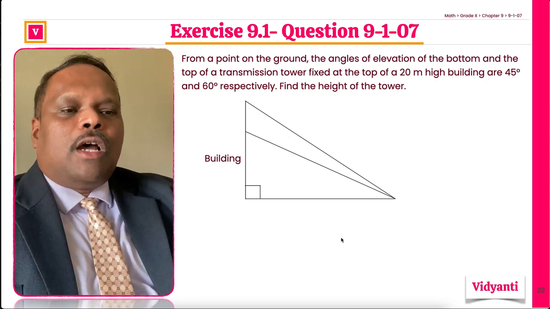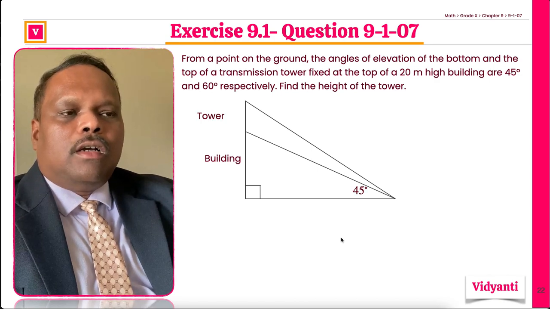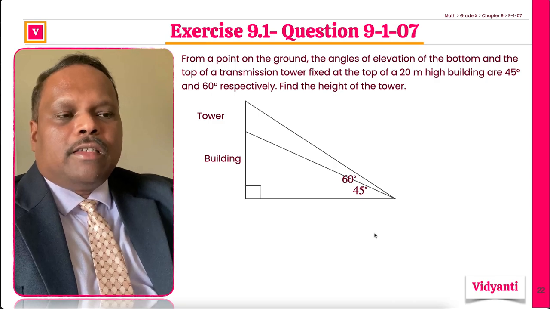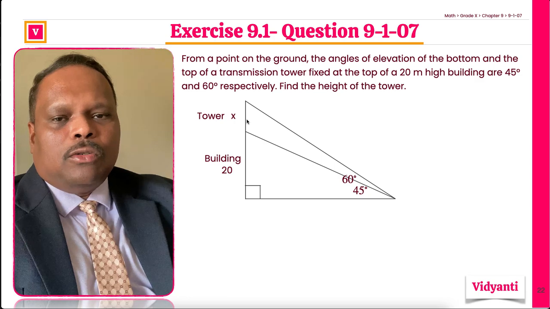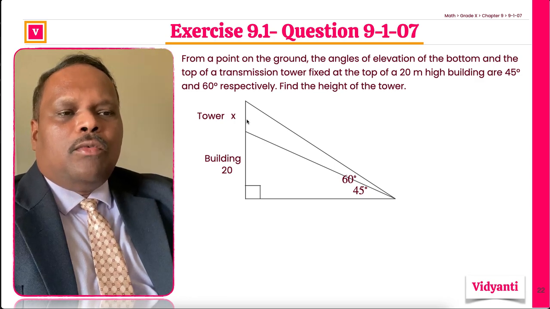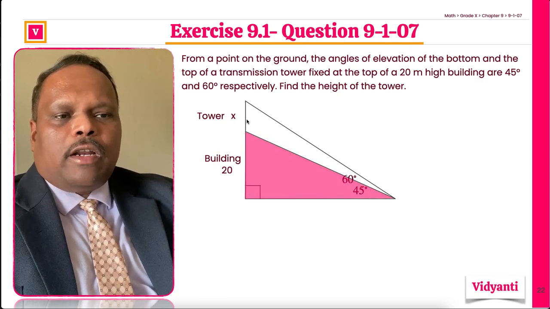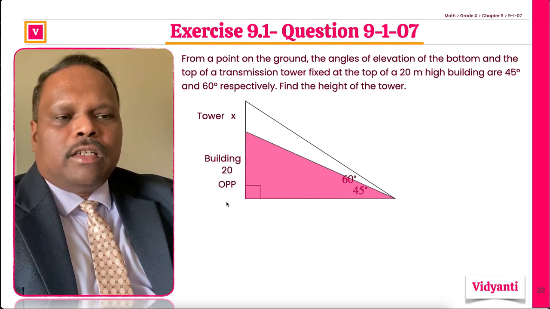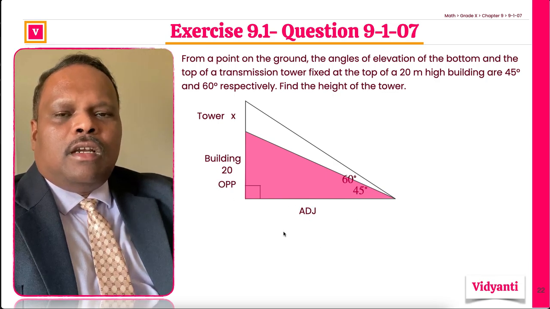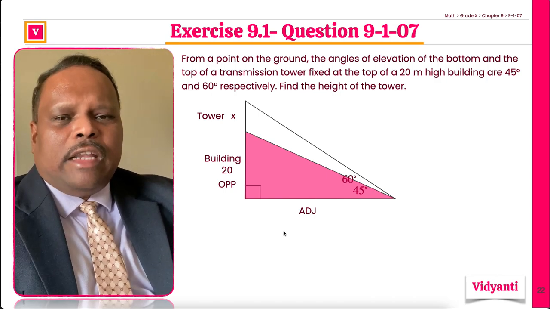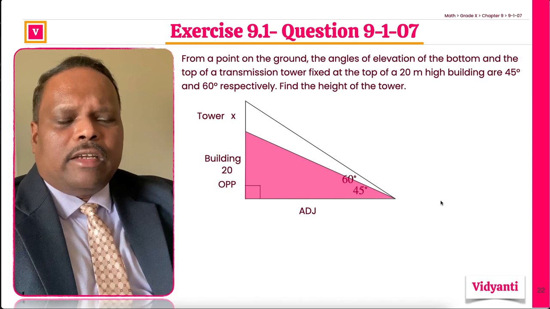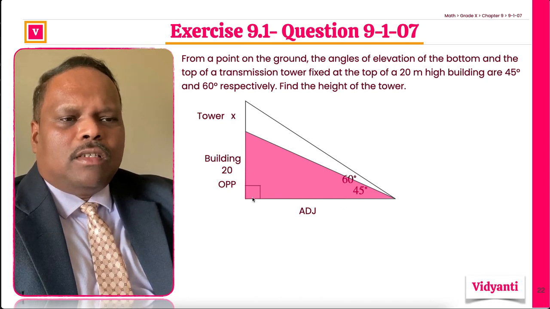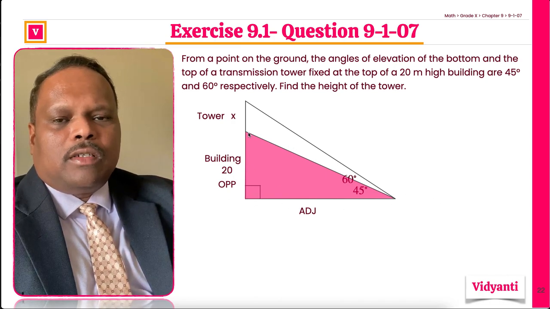So, this is the building, this is the tower. The two angles given are 45 degrees, the smaller angle, and 60 degrees, the bigger angle. The building height is 20, and the tower height we don't know. Now, we are going to consider the smaller triangle. For this 45 degrees, this is opposite and this is adjacent. Most of the time you will get the tangent ratio, because the hypotenuse is not something you can measure directly. You can measure the ground distance and you are interested in vertical tower or building distances.